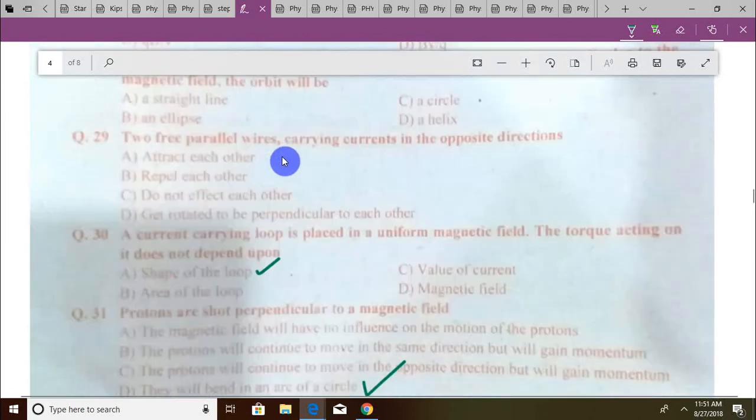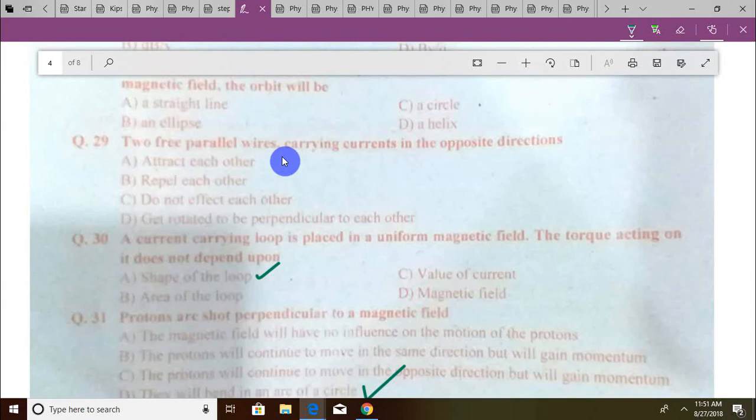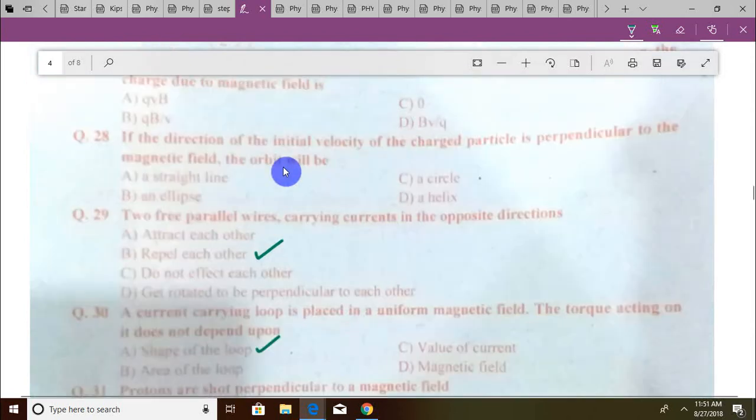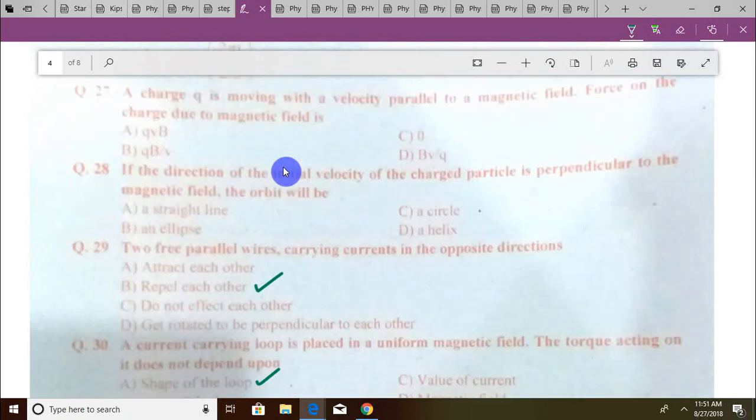सो दो फ्री पैरेलल वायर्स हैं, ऑपोजिट डायरेक्शन में करंट कैरी कर रही हैं, अट्रैक्शन होगी, रिपल्जन होगी मोस्ट लाइकली। If the direction of the initial velocity of the charged particle is perpendicular to the magnetic field, the orbit will be a straight line, an ellipse, circle, a helix.